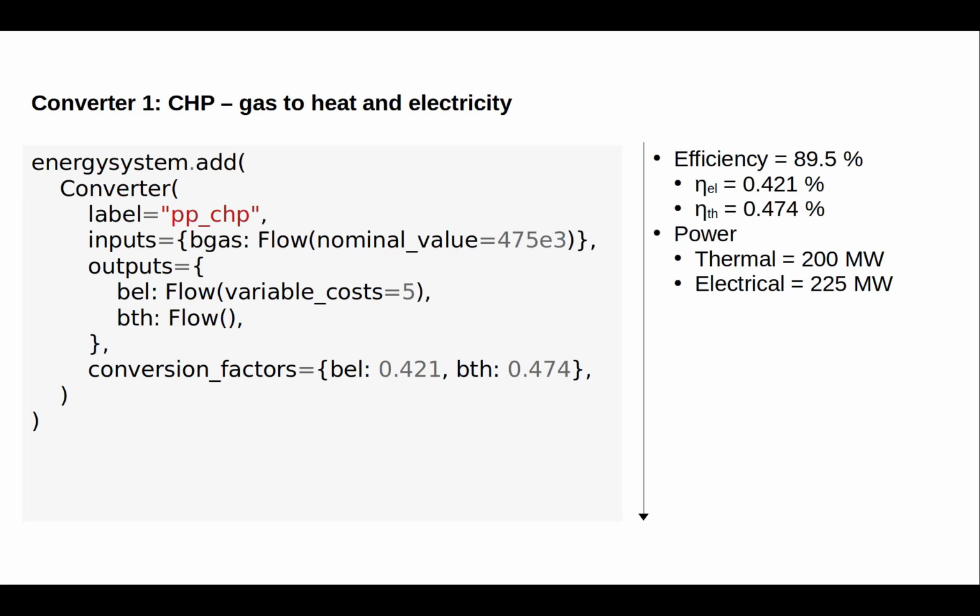And as you can see on the right side, I have assumed an efficiency of around 90%, with an electrical efficiency of 0.421 and a thermal efficiency of 0.474. This is again from the top of my head, and it's a static number in our case, so no matter the load of the power plant, it will always have this efficiency, which is not very realistic. However, for the current setup, it's sufficient. This gives us a thermal power of 200 megawatt and an electrical power of 225 megawatt installed capacity.